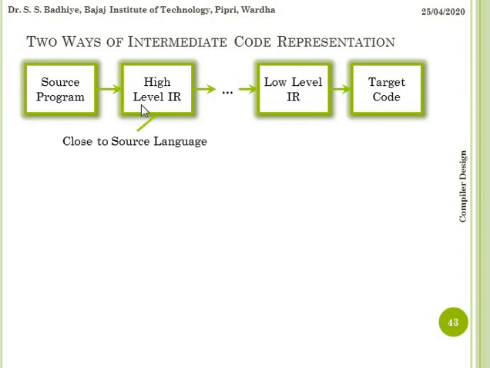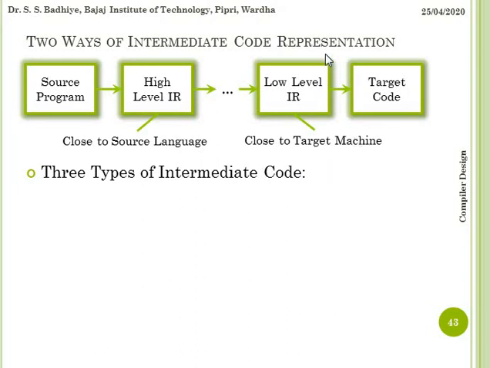Basically these high level representations are closer to the source language. They are somewhat similar to the source language, or written in the source language, whereas these low level representations are close to the target machine. So they are basically written similar to the target code, or the language of the target machine.